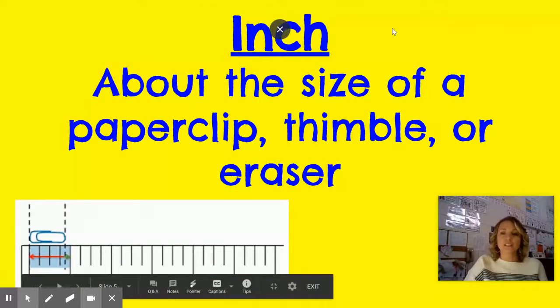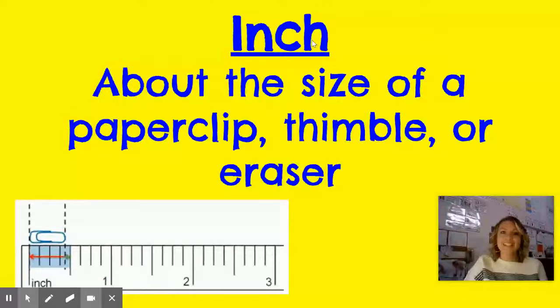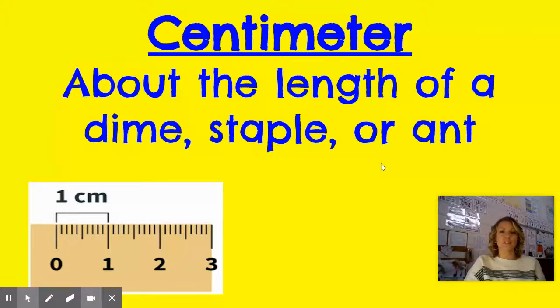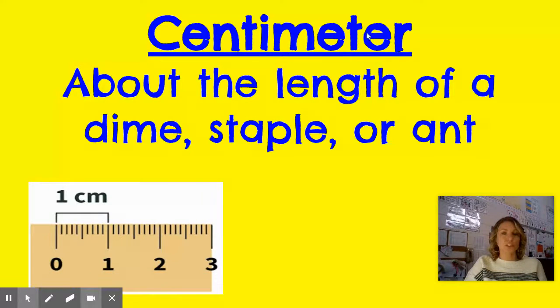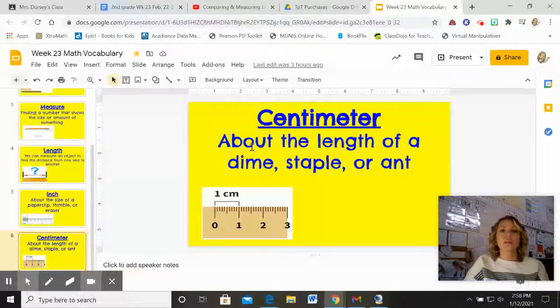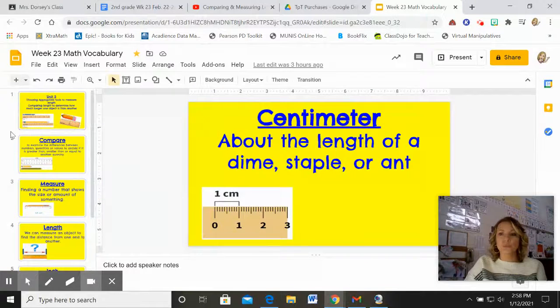And then an inch, that's our next word. An inch is a unit of measurement. It's about the size of a paper clip, a thimble, or an eraser. And the last word is centimeter. A centimeter is about the length of a dime, a staple, or an ant. So on our ruler, we see 1 centimeter. Inches are bigger than centimeters when you compare the two. Okay, boys and girls, so those are our words this week. We're going to talk about those multiple times during the week.